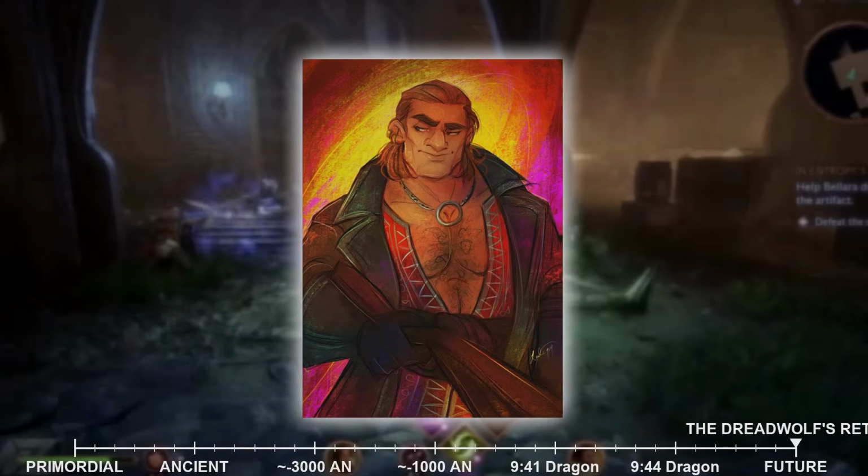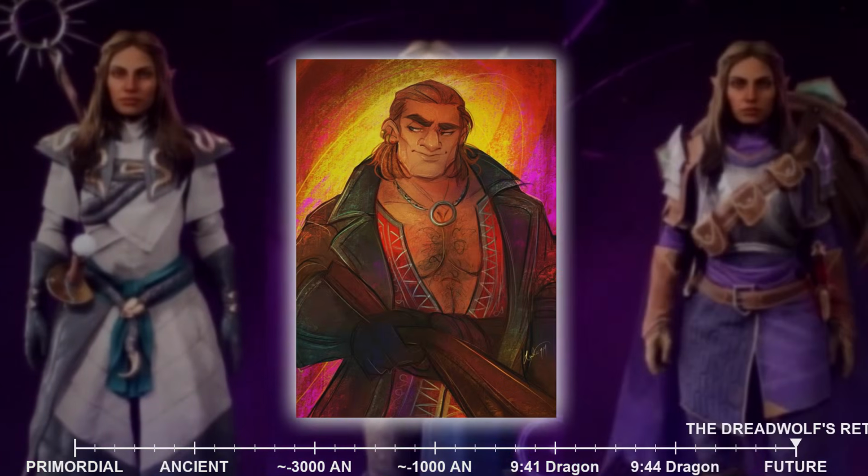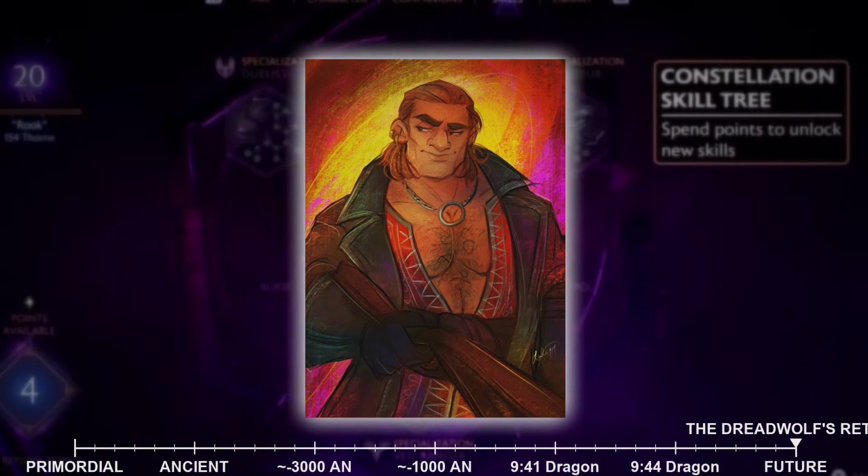The inclusion of both Varric and Harding suggests a narrative bridge between the previous games and this new installment, providing continuity while also introducing fresh elements.